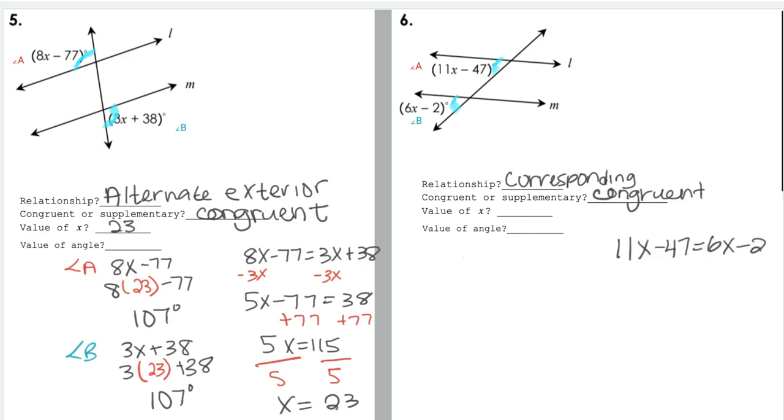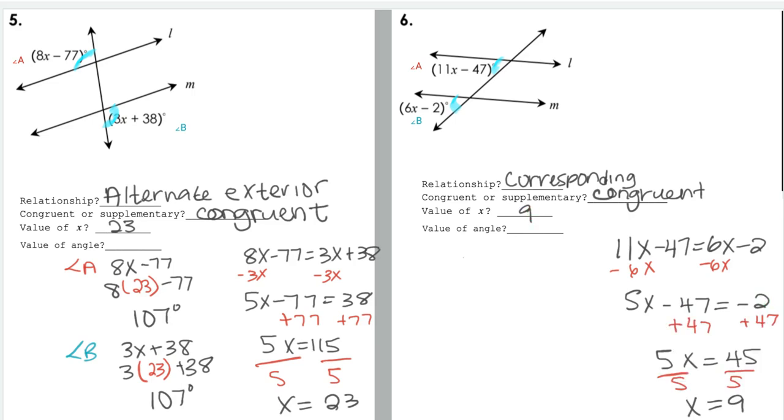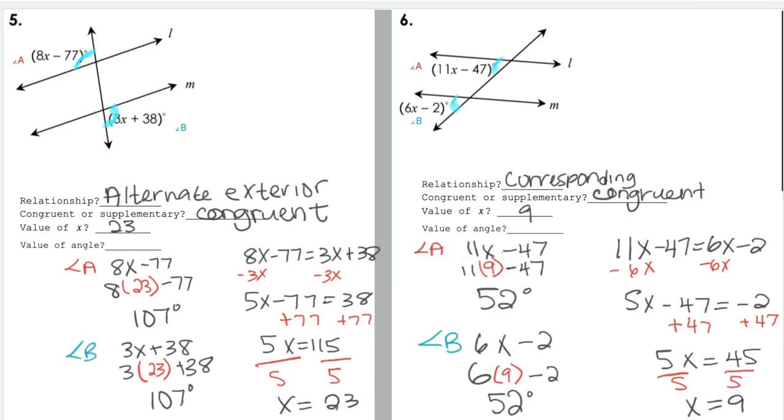So that's going to give me 11x minus 47 equals 6x minus 2. So I'm going to start off by canceling out one of the x's, and I'm going to subtract 6x. So again, it stays positive. So 11x minus 6x would give us 5x. So 5x minus 47 equals negative 2. And then I'm going to go ahead and keep solving. And we're going to get that x is equal to 9. And then we're going to plug it in to get the value of each angle. And you should get that each angle is equal to 52 degrees.